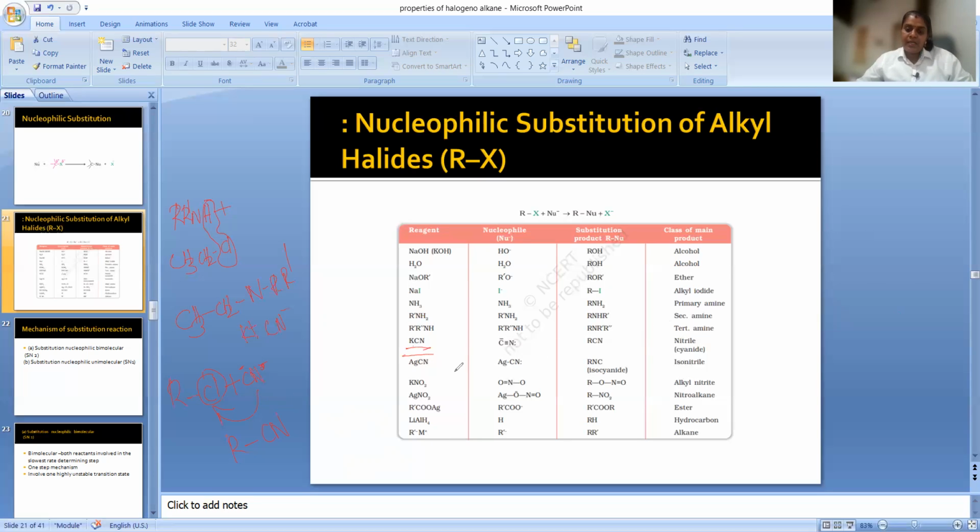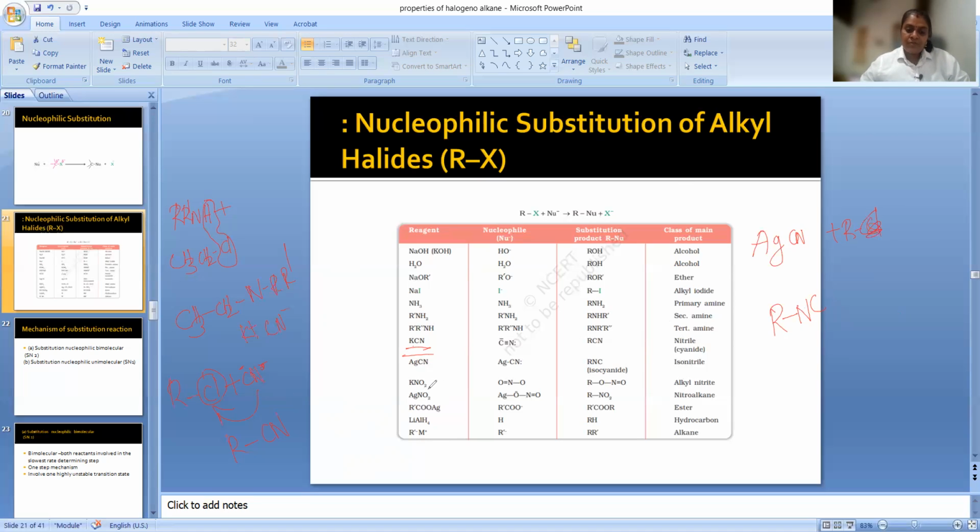Another example, AgCN. AgCN will bond through the nitrogen atom through this lone pair. So AgCN, when reacting with RCl, we will get R-NC. The Cl will be substituted by NC, and an isocyanide we will be getting here.